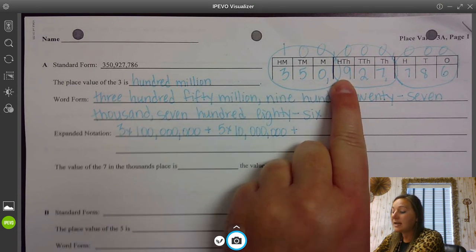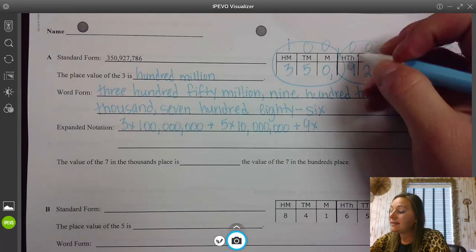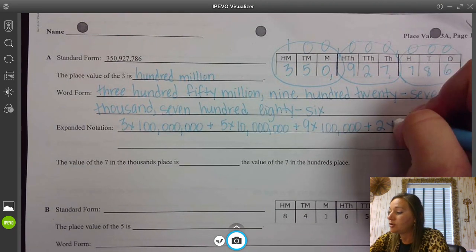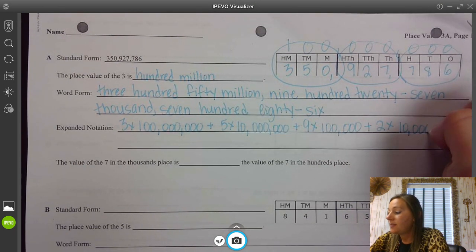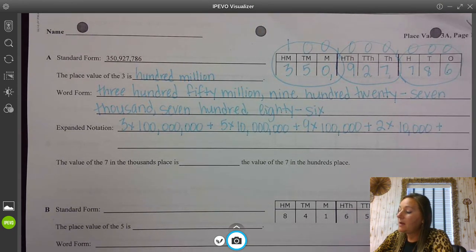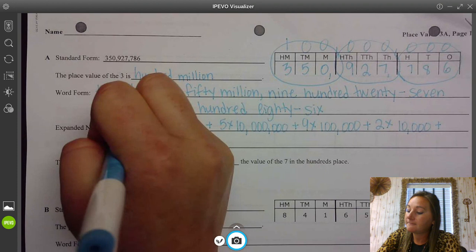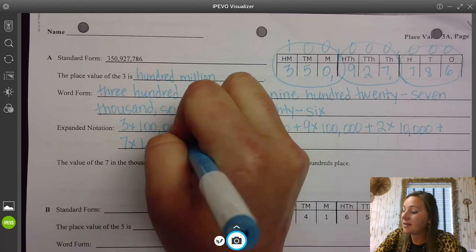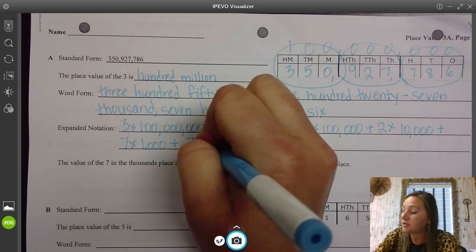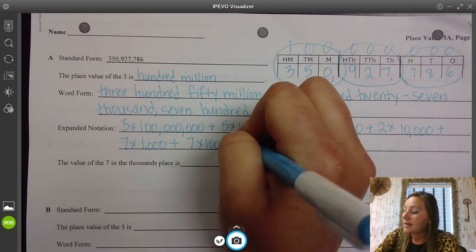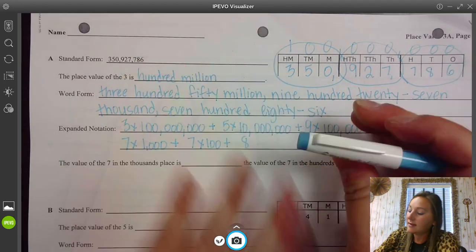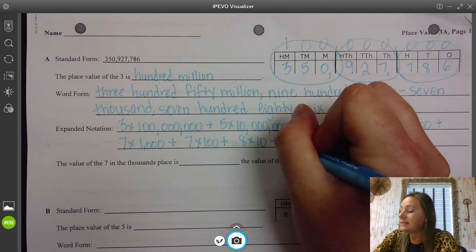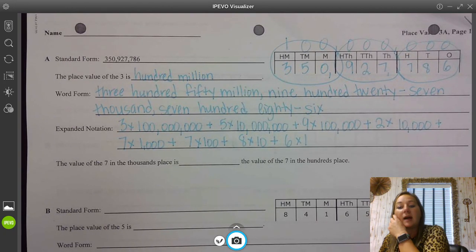So 9 groups of, and it's in the 100 thousands, plus my next digit's a 2, groups of, and it's in the 10 thousands, plus my next digit is a 7, groups of, and it's in the thousands, plus my next digit's another 7, groups of, and it's in the hundreds, plus I have an 8. Oh, I used the parentheses because I'm so used to it. 8 times, and it's in the tens, plus my last digit is a 6 in the ones. Whoop, whoop.